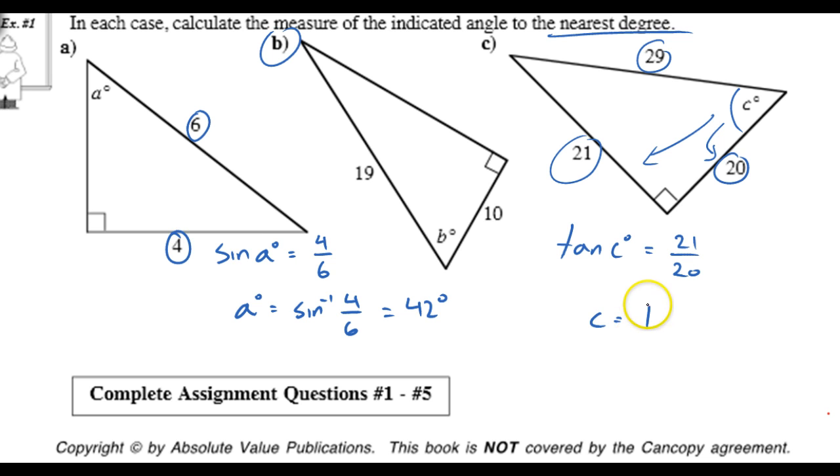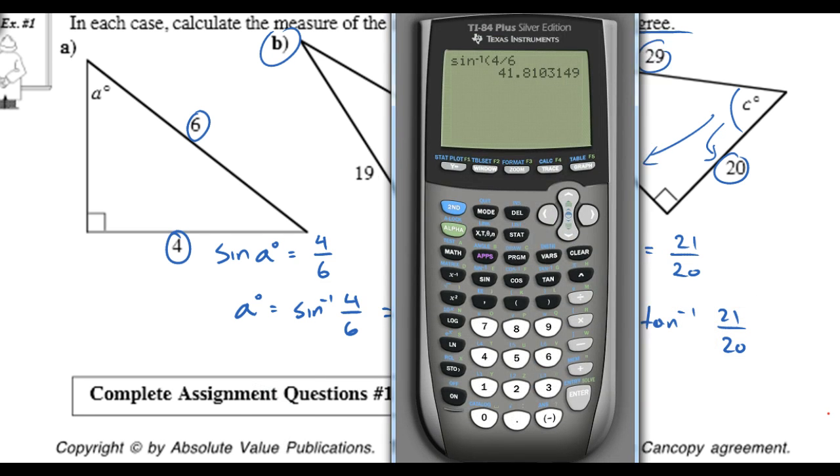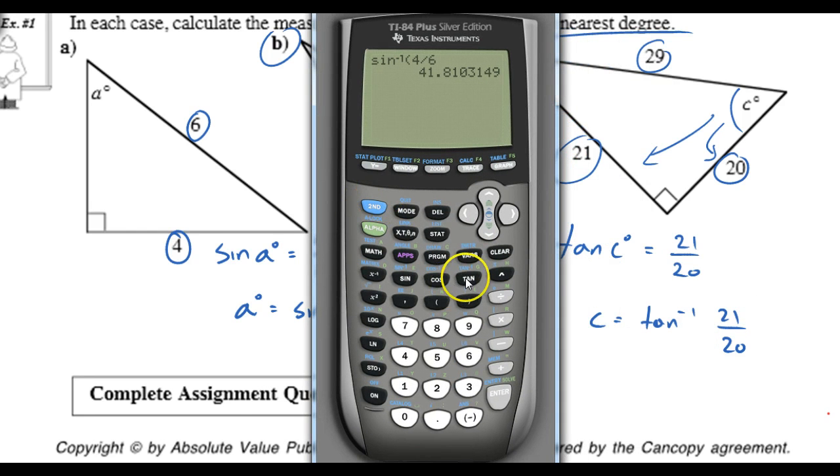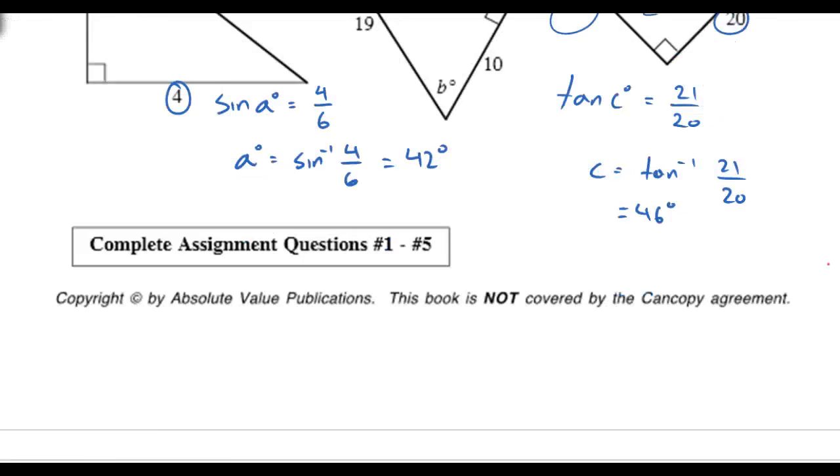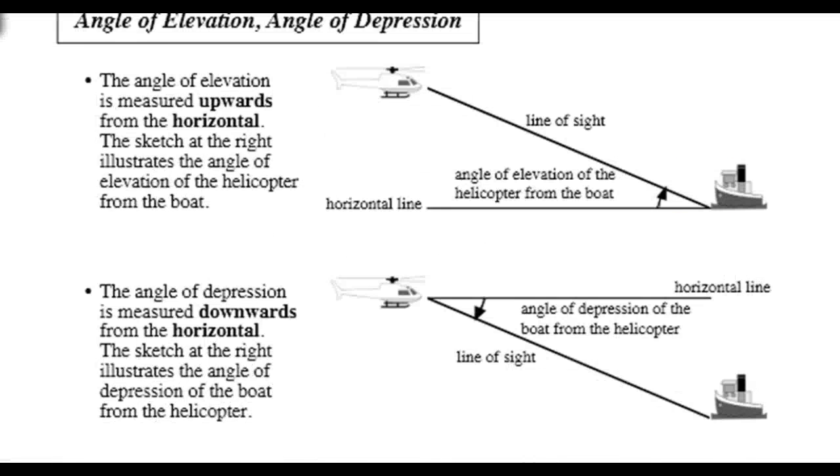C would equal inverse tan 21/20. So on your calculator, get your calculators out and go second function tan to get the inverse tan, 21 divided by 20, and we end up with 46 degrees rounded to the nearest whole degree, so 46 degrees. Okay, let's do some more problems down here.